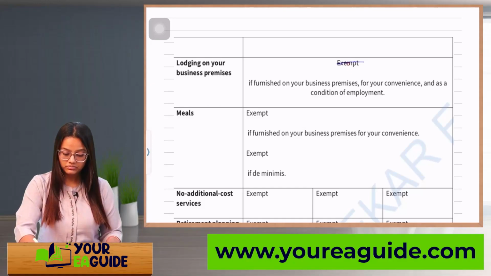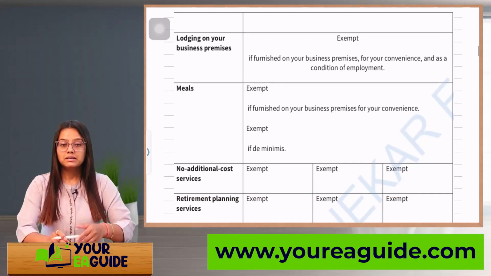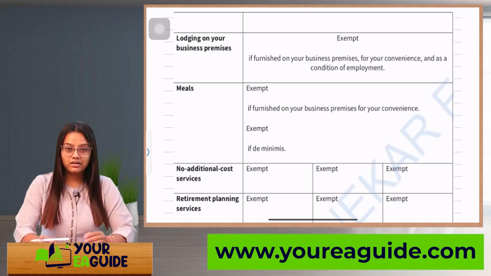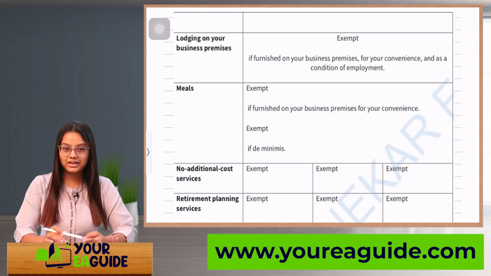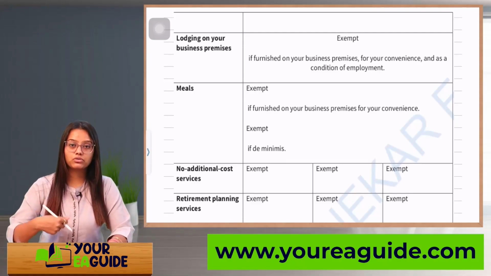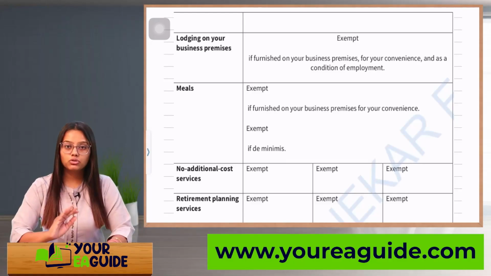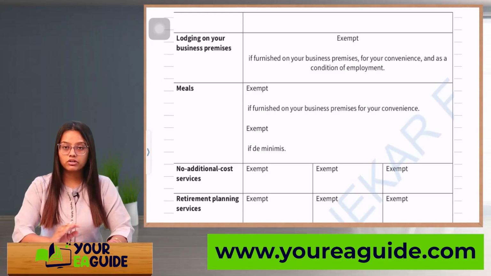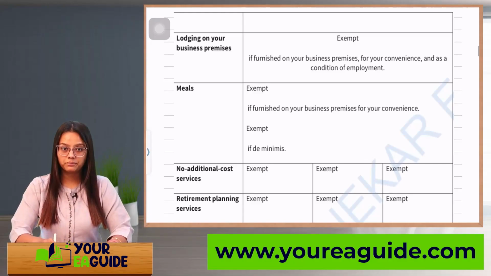Okay. Next is meals. Meals, no need to provide any Medicare, Social Security, FUTA, SUTA on meals. Okay, if it is furnished on the business premises, let's say the busy tax season, you are going to receive the meals on Saturdays, you are working, the employer will provide you meals, so no need to charge any Medicare, Social Security, FUTA, SUTA, federal income tax on that.